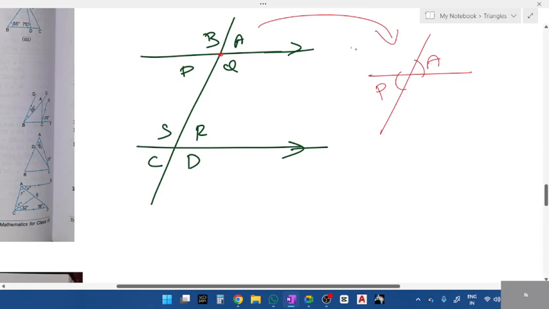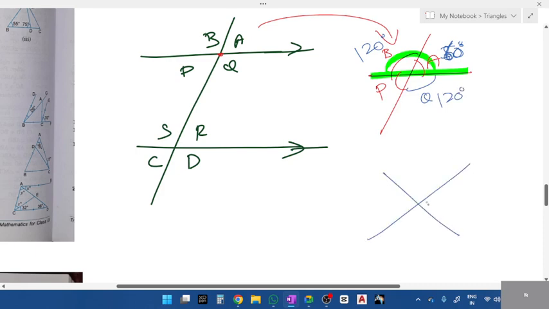B and Q, fine. Isn't it A and B are in a straight line? Right? So if A is equal to 60 degrees, what will be the value of B, students? If it's a straight line, it should be 180 minus 60. B is 120. So opposite to that, Q also should be 120.